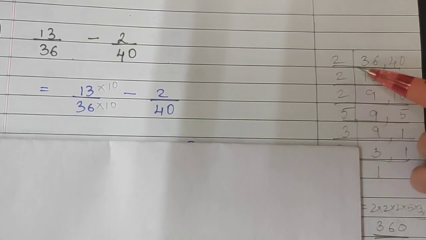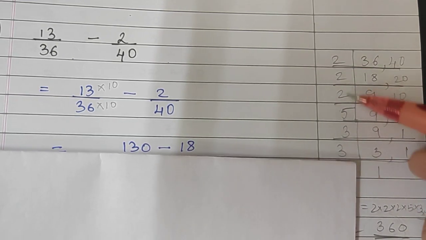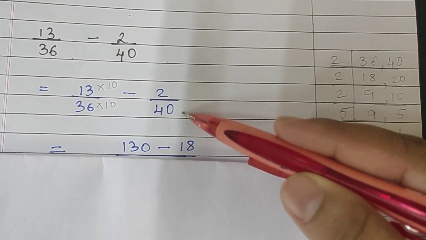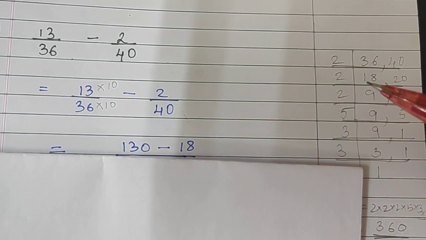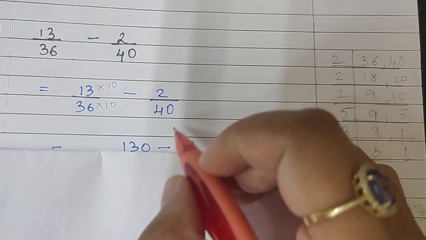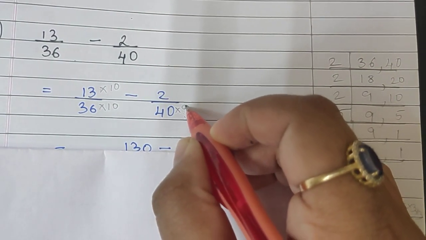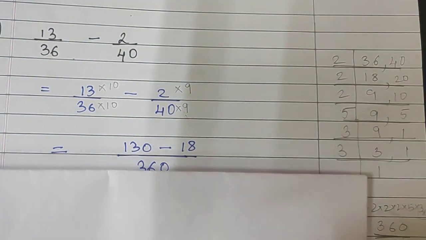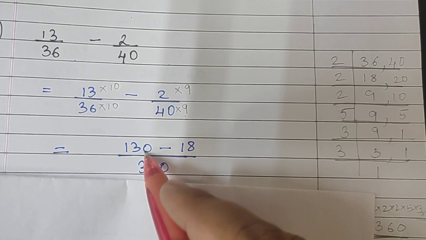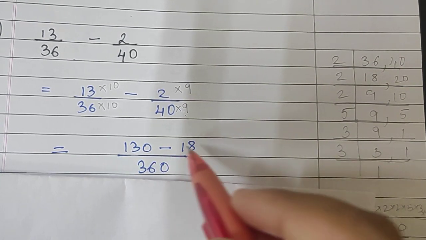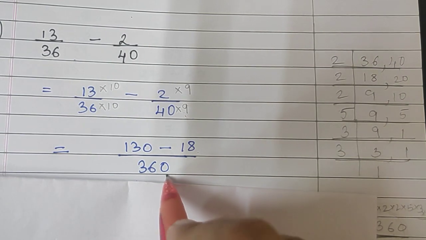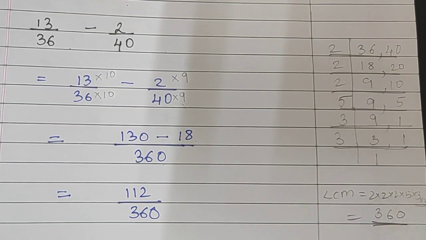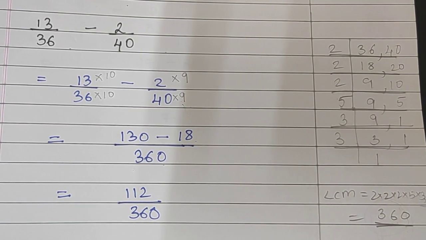Now here, if you can see, here it is 40. You know, 4 9s are 36. Therefore, 40 9s are 360. So this will get multiplied by 9. So this will also get multiplied by 9. Our answer will be 130 minus 18 upon 360. Therefore, our final answer is going to be 112 upon 360.